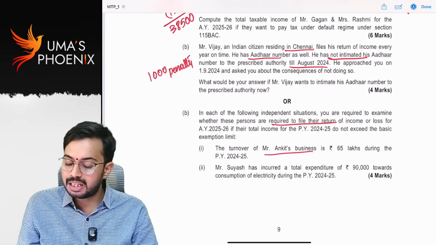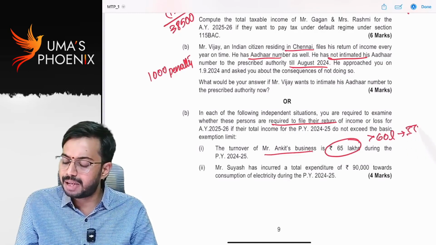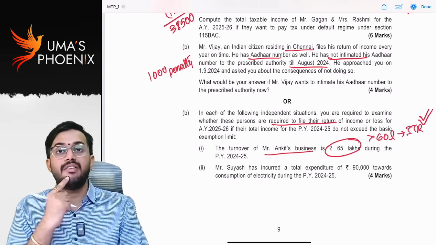Turnover of Ankit's business is 65 lakhs. It is greater than 60 lakhs. So income tax return is required to be filed.